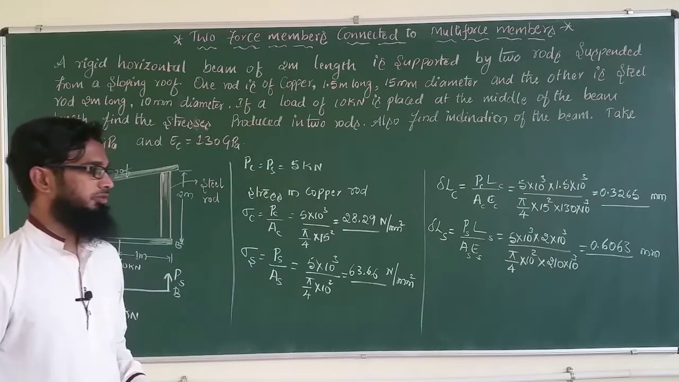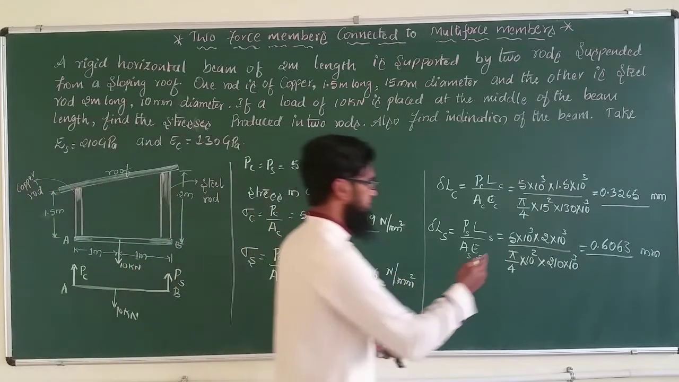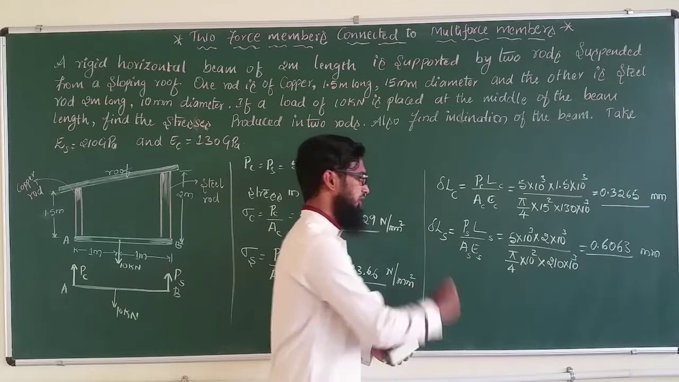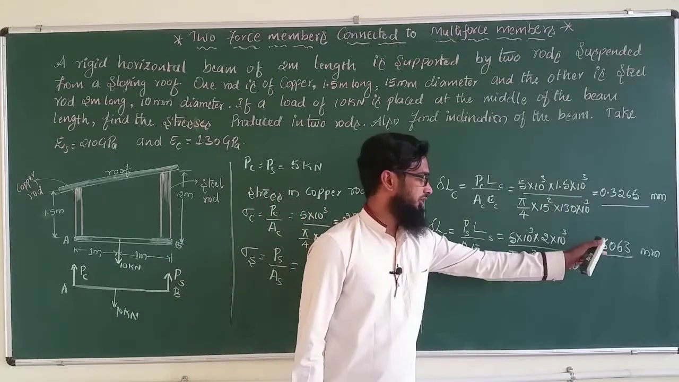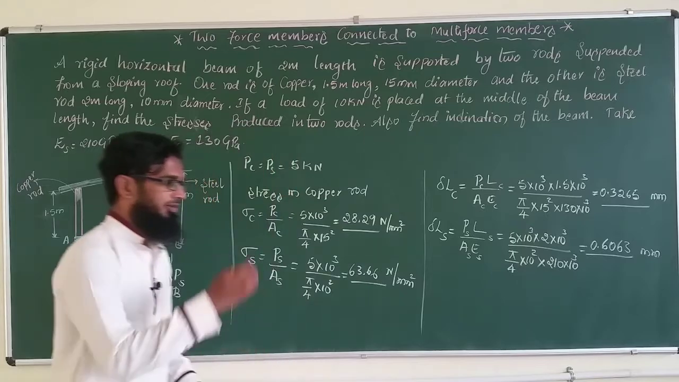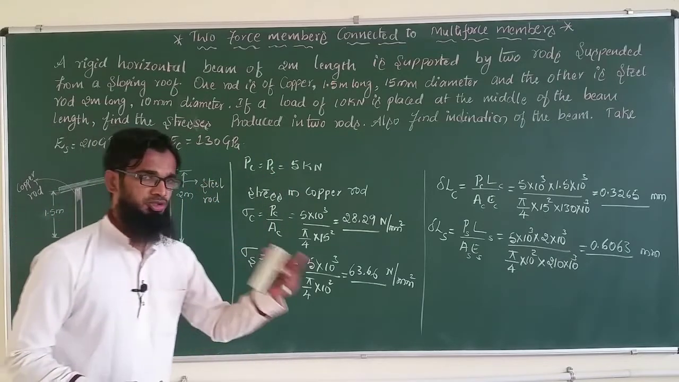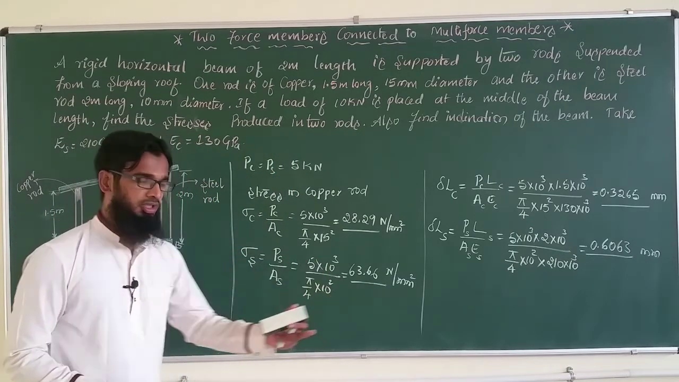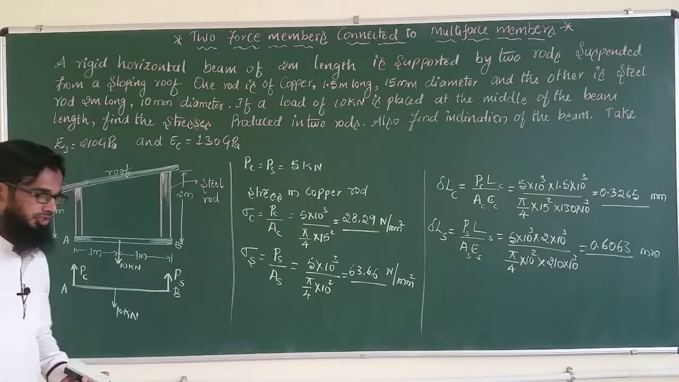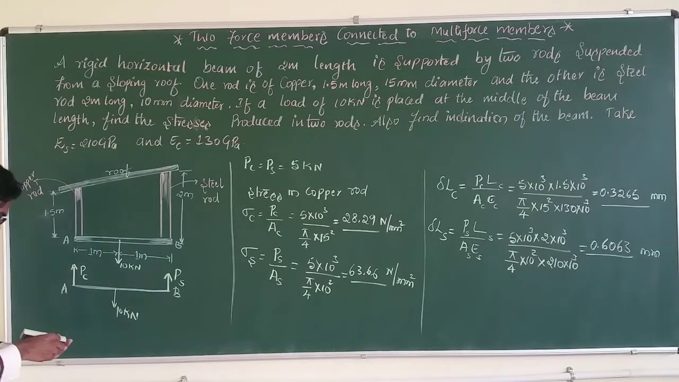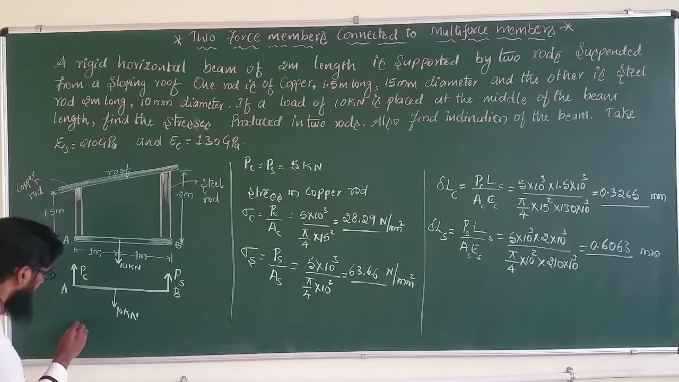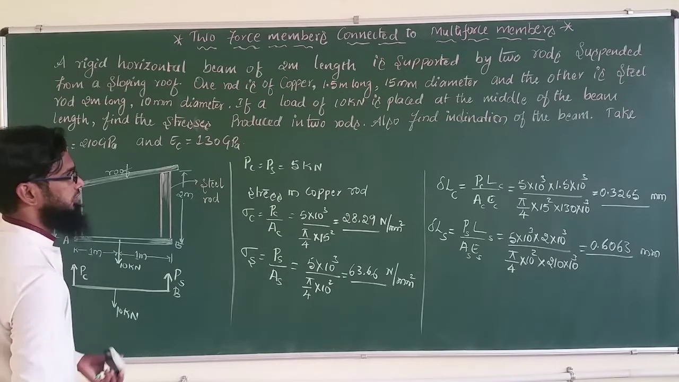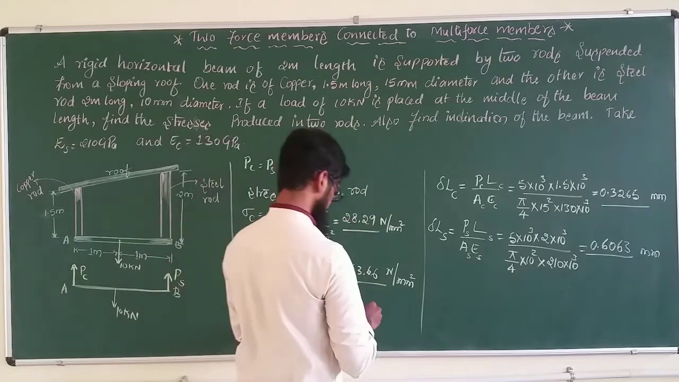Now what else do we have to find out? Now you just compare both the changes in length here, the change in length in the copper and the change in length in the steel. There is a difference: 0.32 here and 0.60 here. I'll write those changes in length below this figure here. I'll write it here itself.